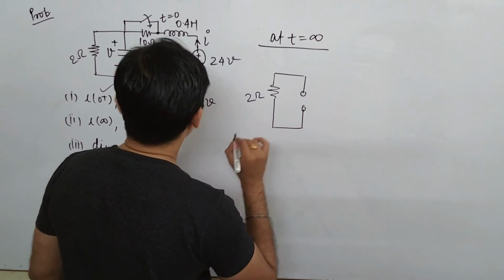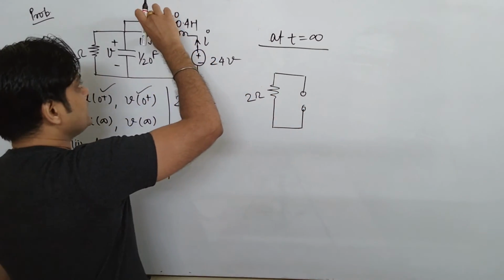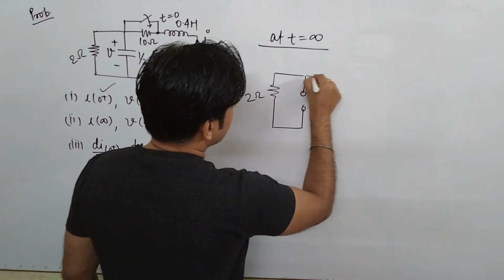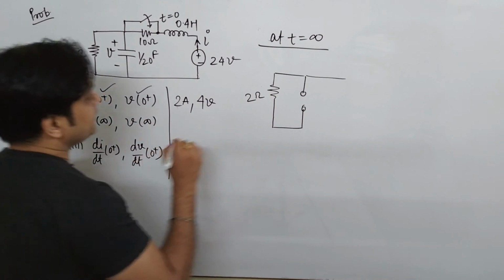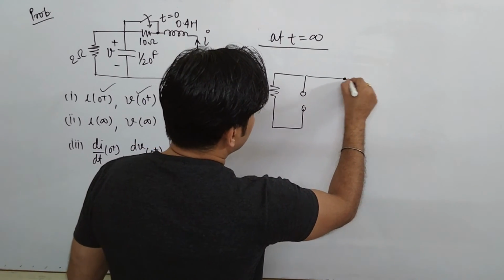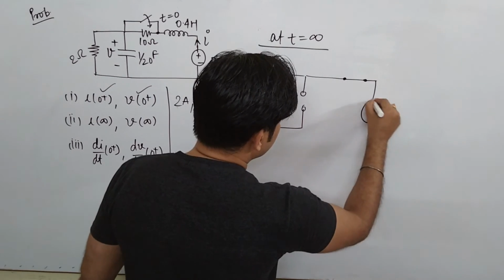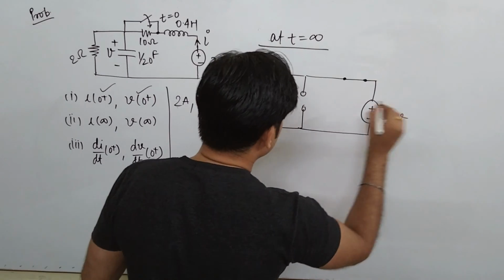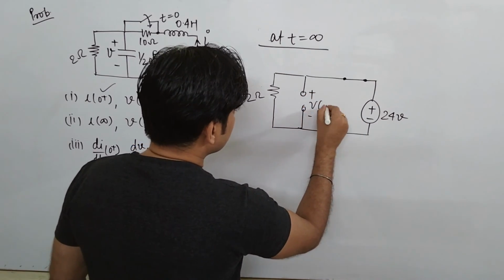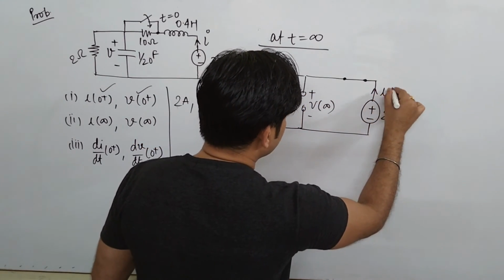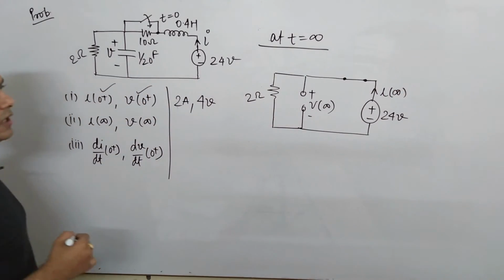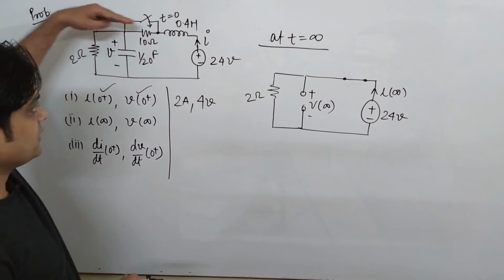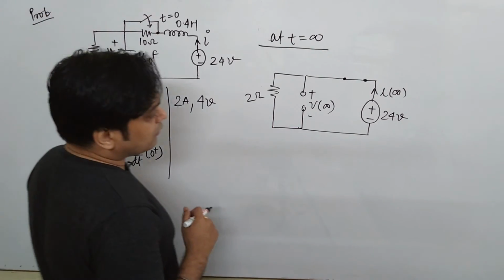The same condition as at t equal to 0 negative. Now this switch is getting closed at t equal to infinite, so this 10 ohm resistance will disappear because of the short circuit, and this inductor again behaves like a short circuit, and this is the condition of your source. Very simple. It's 24 volt. Now you can say that here the voltage appearing is V infinite and here the current flowing is I infinite. Yes, this 10 ohm resistance will disappear because the switch is getting closed. So you can directly draw this circuit.